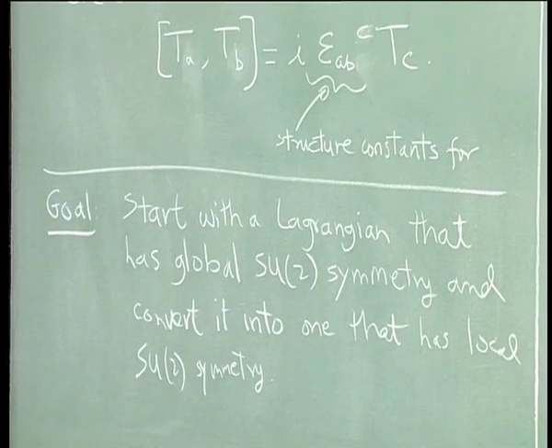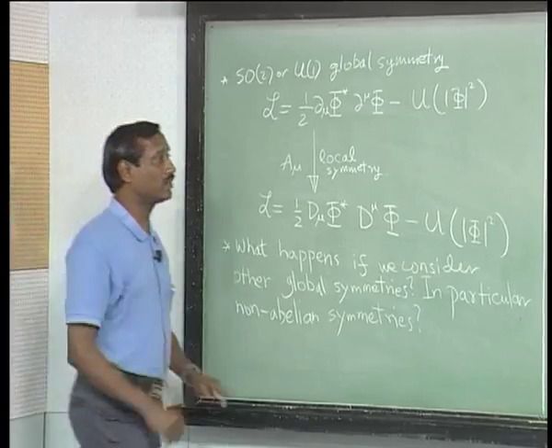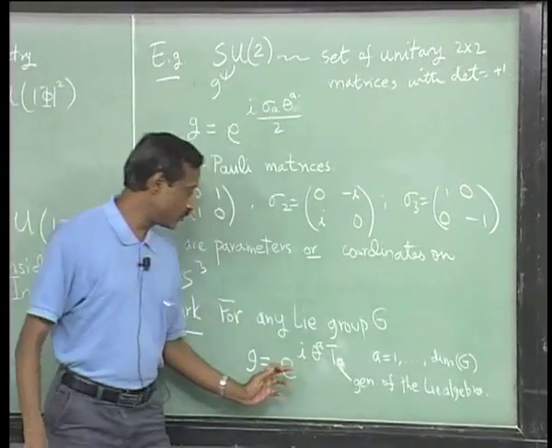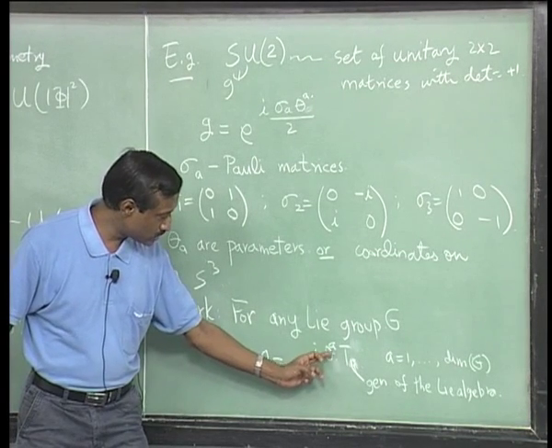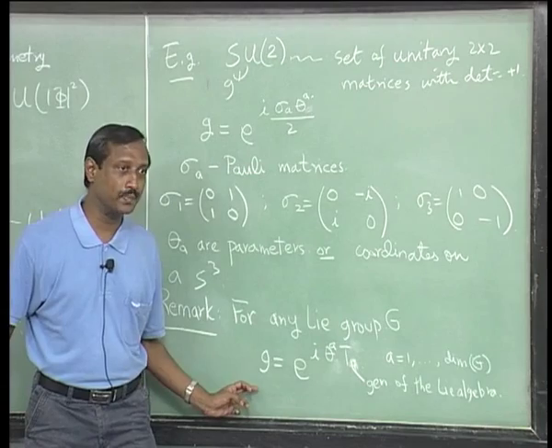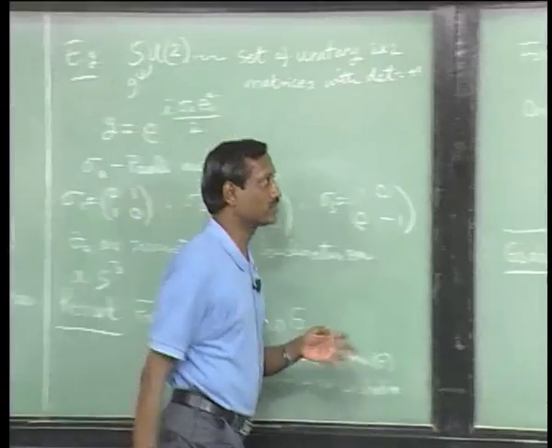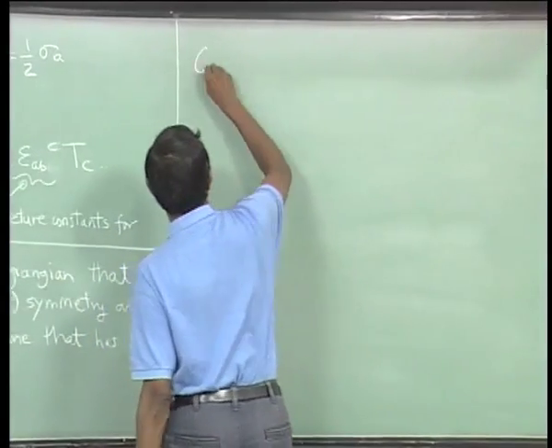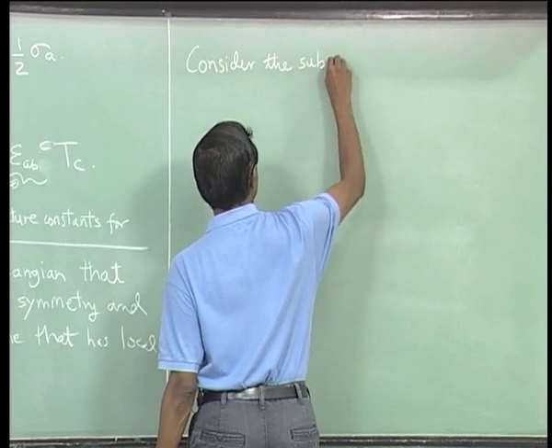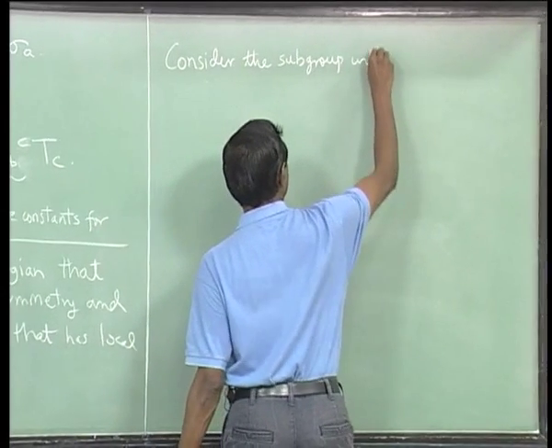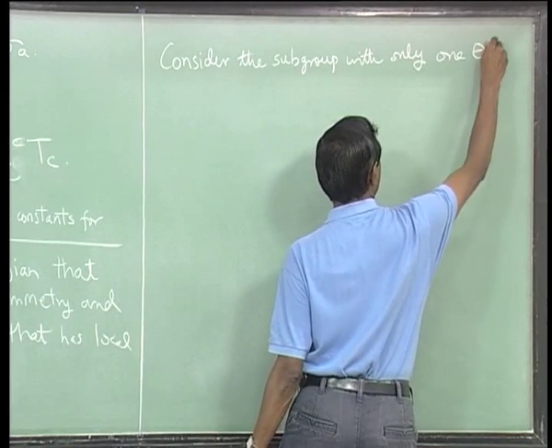This is the goal, and more or less we can follow these things through. One nice thing to see is that suppose we considered a situation where we are looking at only the subgroup with only one theta turned on. Let us just, okay, for simplicity consider the subgroup with only one theta A non-zero.